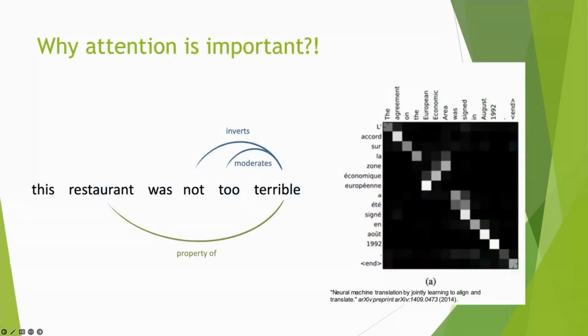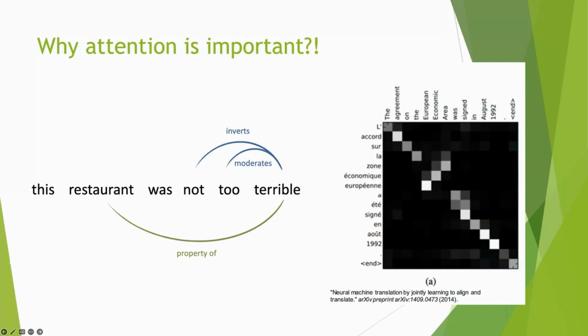So when you look at the image on the right-hand side, which is a translation between English and French, you see the agreement on the European Economic Area will be translated to l'accord sur la zone économique. And you see focus on the European Economic Area to la zone économique européenne.